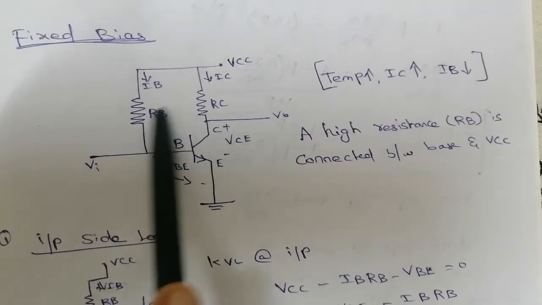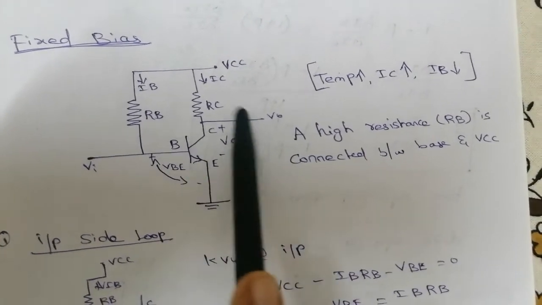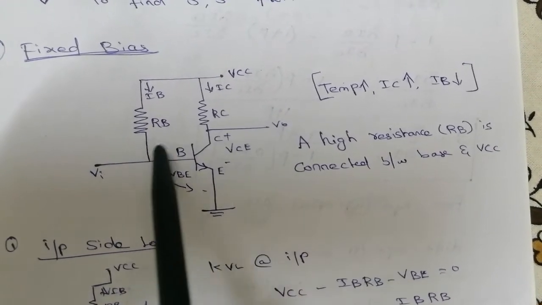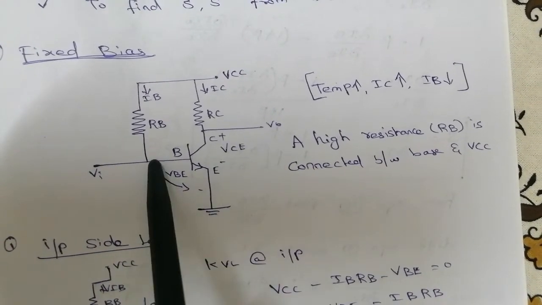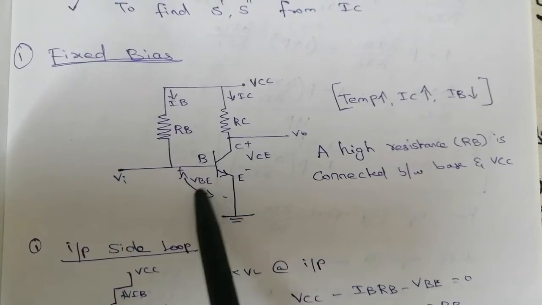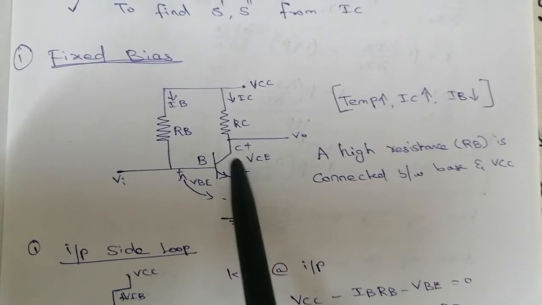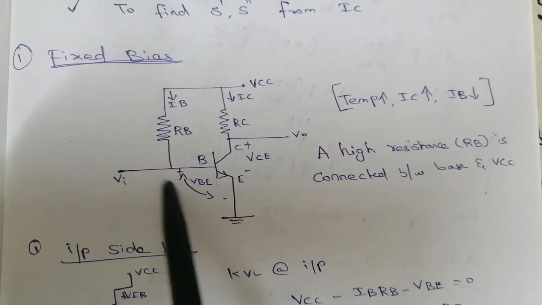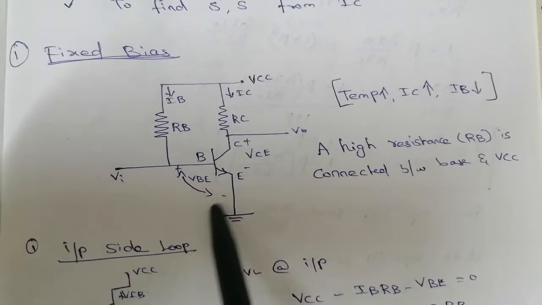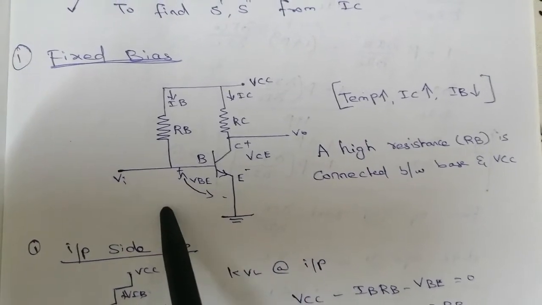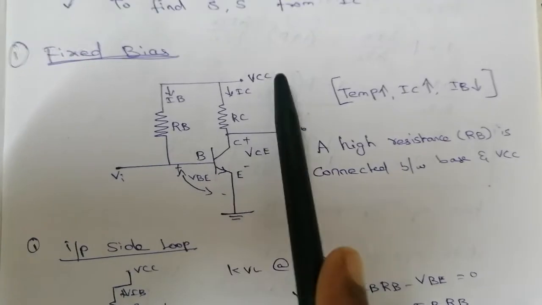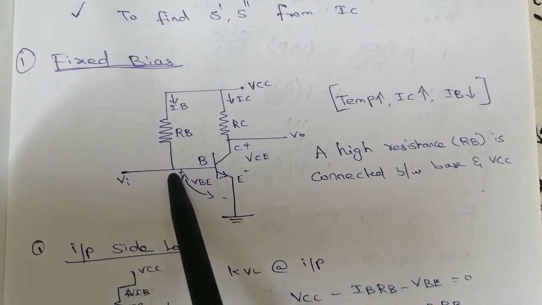So this is the circuit diagram of fixed bias. In this fixed bias circuit, we have a capacitor C1 and capacitor C2. Here I am not drawing the capacitors because we are going to apply the DC analysis. In DC analysis, the reactance of the capacitance is infinite, so it acts as an open circuit. So we don't need to draw the capacitors here. In the fixed bias circuit, we are using a high base resistance RB, which is connected between VCC and the base.